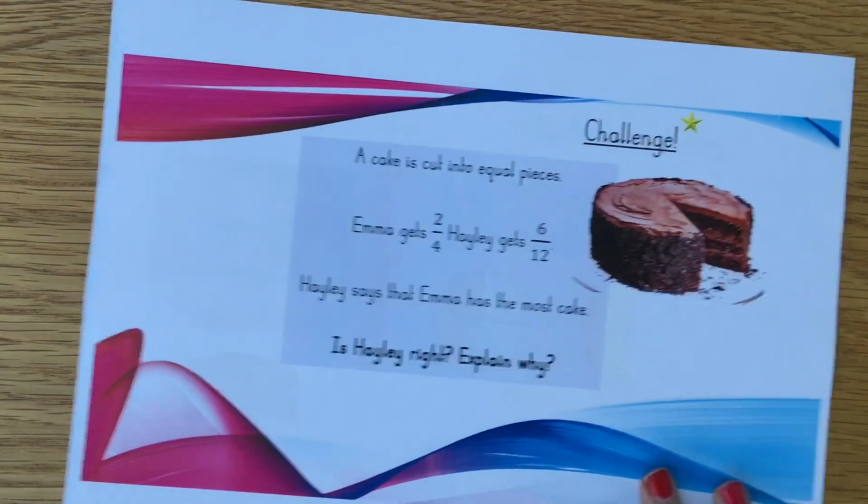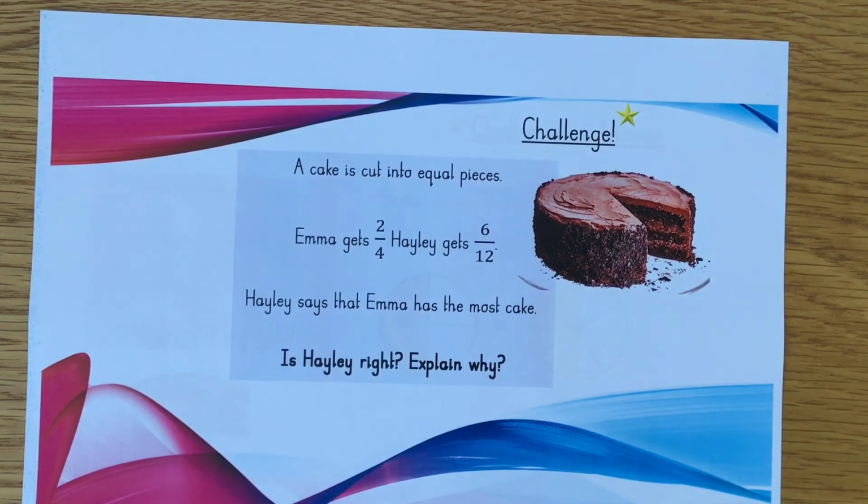Just got a little challenge for you. So this challenge says a cake is cut into equal pieces. Emma gets 2/4, Hayley gets 6/12. Hayley says that Emma has the most cake. Is Hayley right? Explain why. So have a think about equivalent fractions here. You may wish to pause the video now and have a think about that.